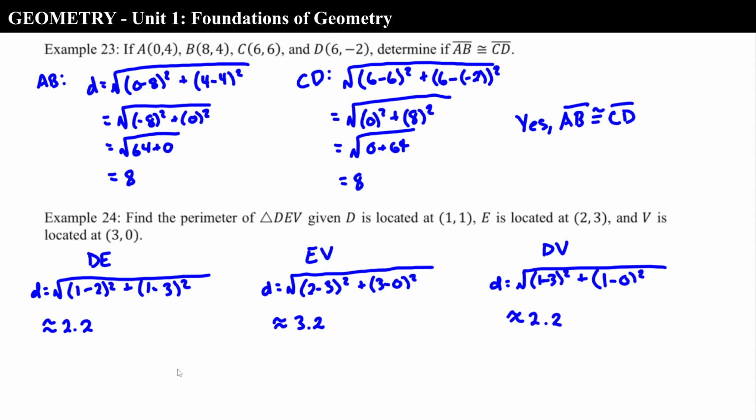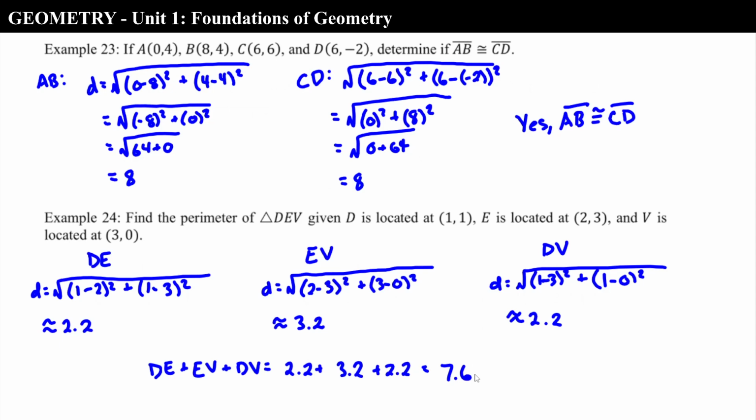And now to find the perimeter, we just add DE plus EV plus DV. So we've got 2.2 plus 3.2 plus 2.2, and that's going to give you 7.6. And so that would be the perimeter of that triangle.